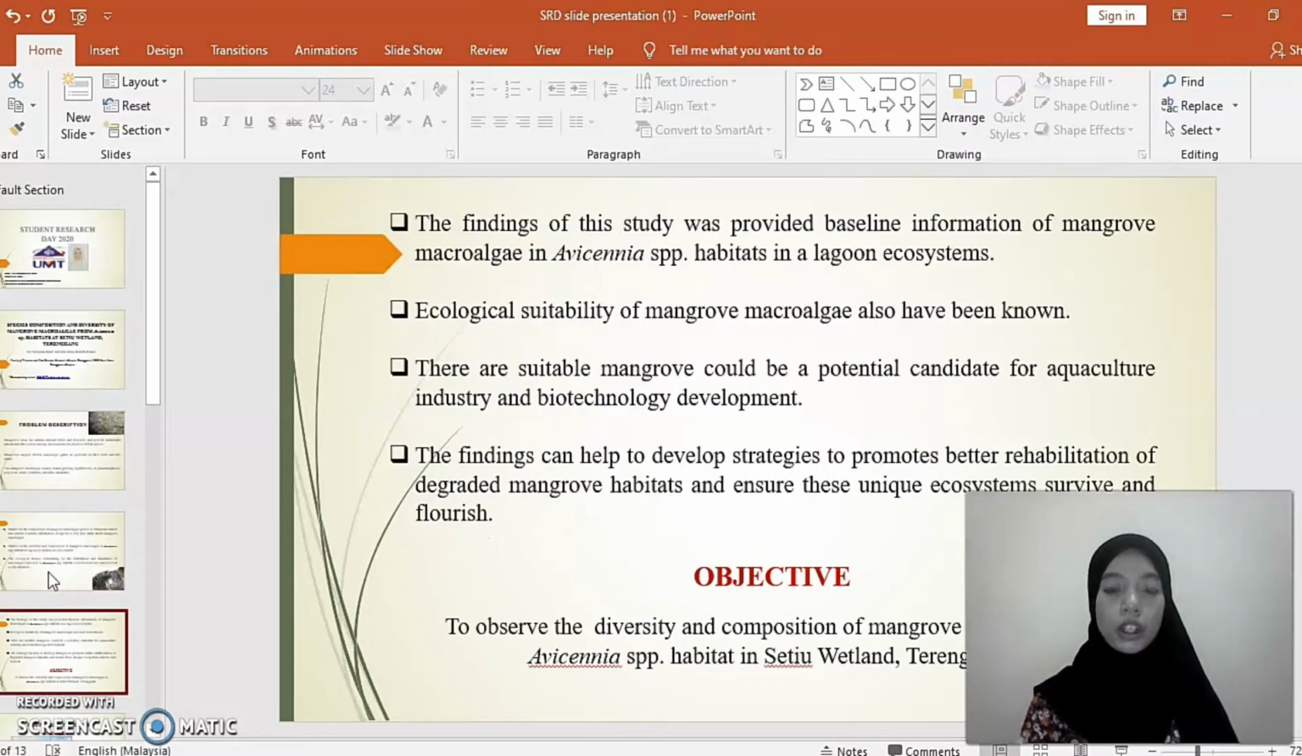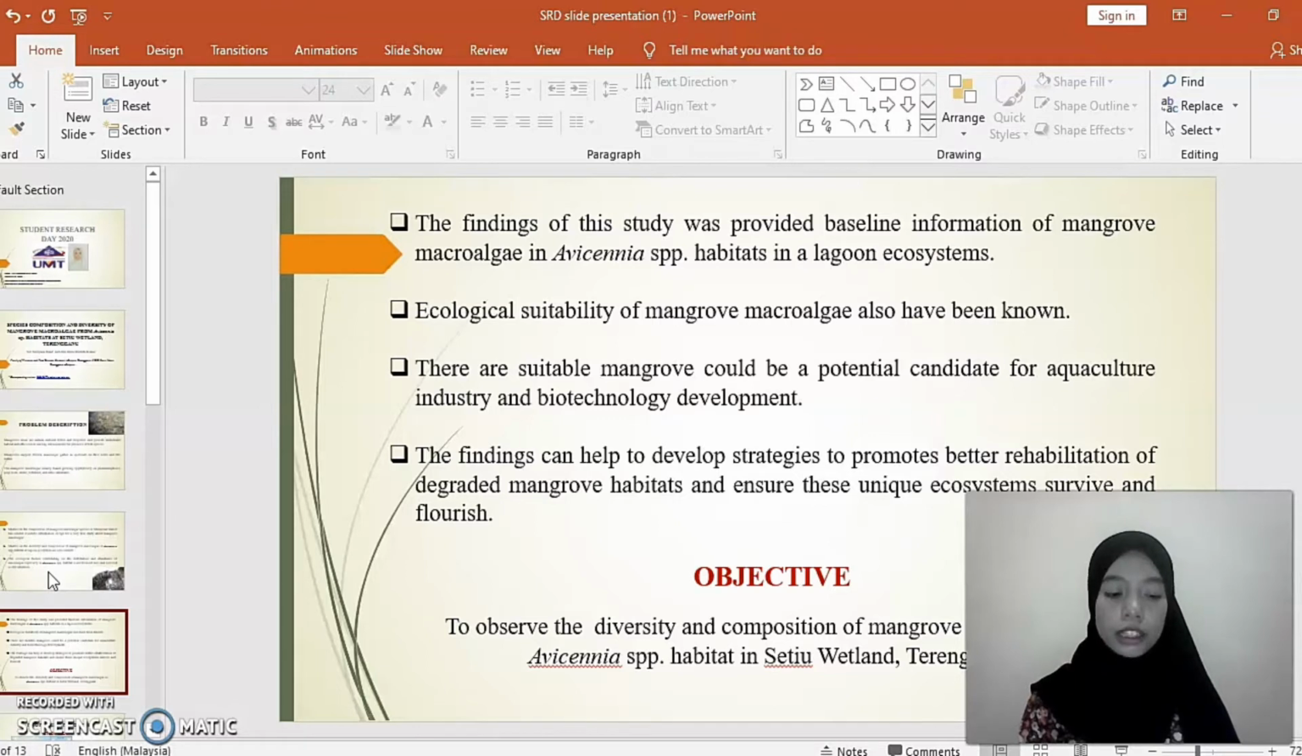Next is the significance of study. The findings of this study provide baseline information on mangrove macroalgae in Avicennia habitat in a lagoon ecosystem. The suitable ecology of mangrove macroalgae will also be known. Then, suitable mangrove macroalgae could be a potential candidate for the aquaculture industry and biotechnology development. These findings can also help to develop strategies to promote better rehabilitation of degraded mangrove habitats and ensure these unique ecosystems survive and flourish.